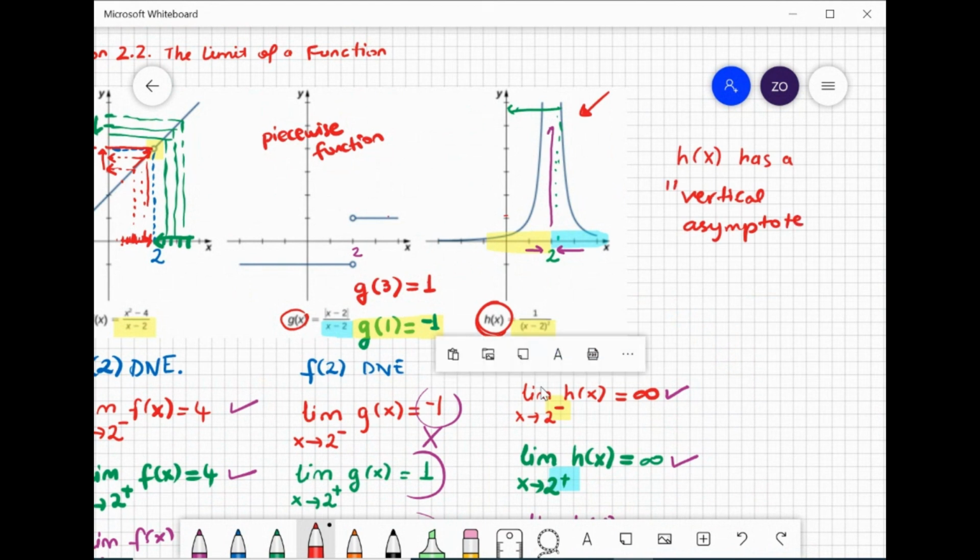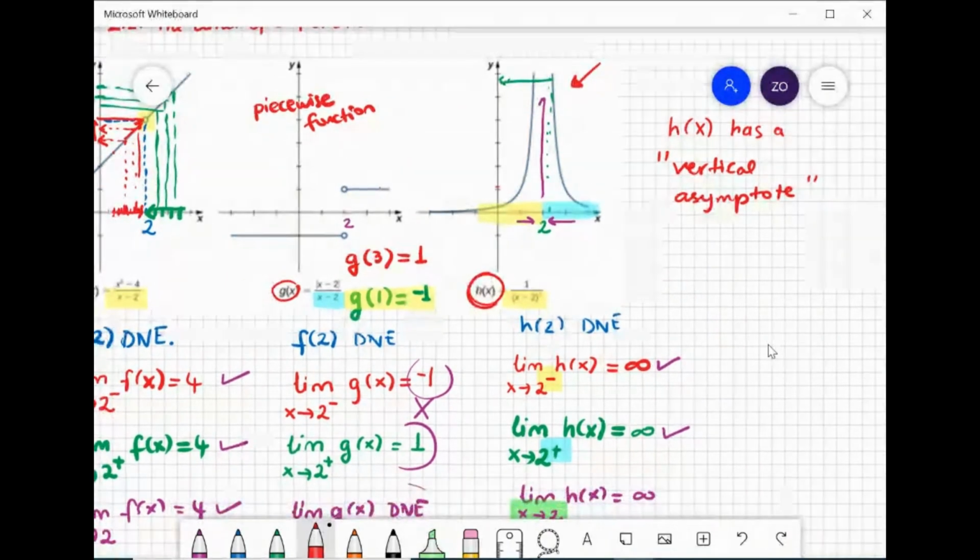Yes, it is new, okay. So we say that this function has a vertical asymptote. Yes, I'll just elaborate more on this. So it has a vertical asymptote at x equals 2.